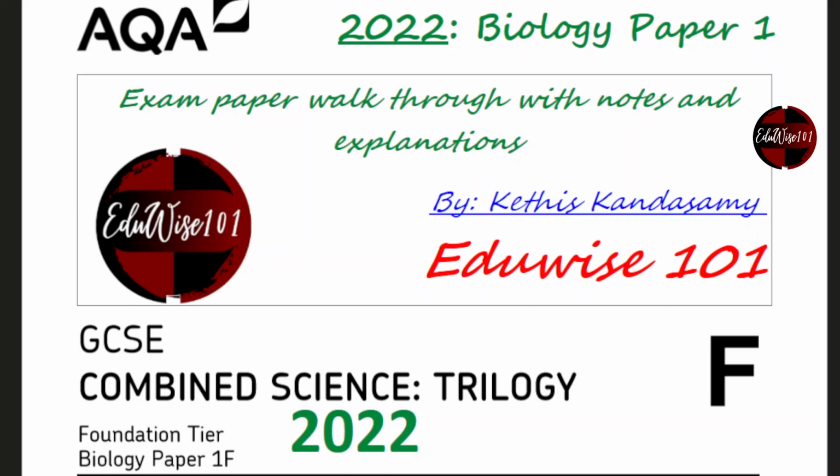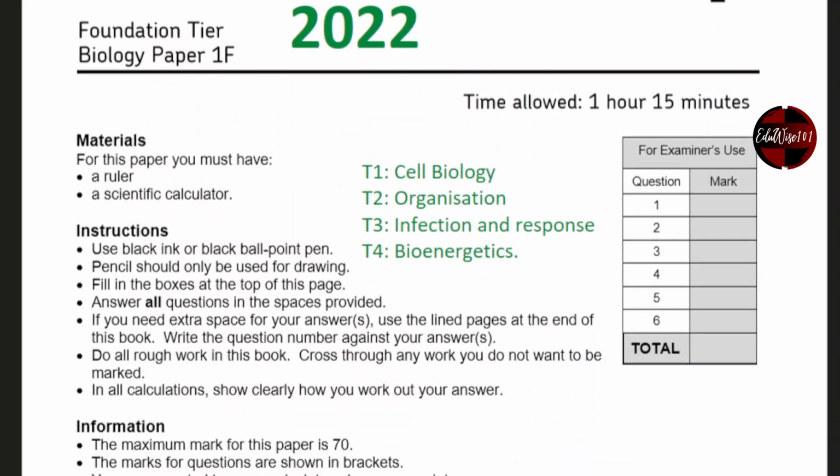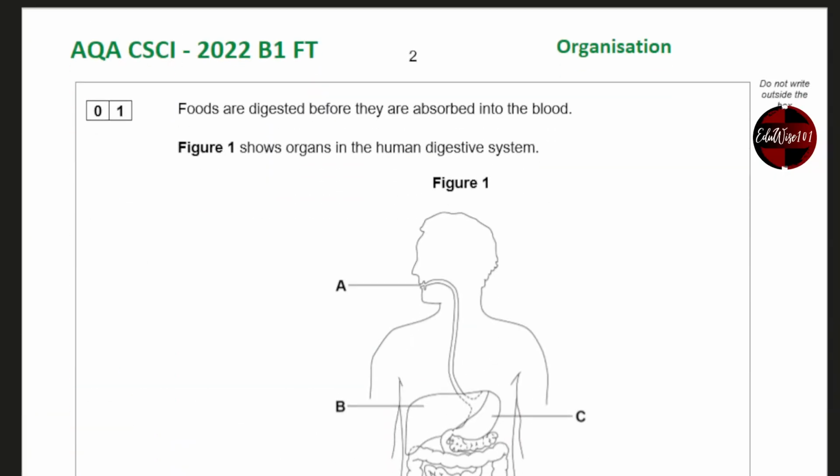In this video, I'm going to go through the AQA Combined Science Biology Paper 1 Foundation Tier from 2022. Paper 1 is tested on 4 main topics. Topic 1, cell biology. Topic 2 is on cell organization. Topic 3 is infection and response, and topic 4 is on bioenergetics. There's a total of 6 questions, and the paper is out of 70 marks. So let's have a look at question number 1.